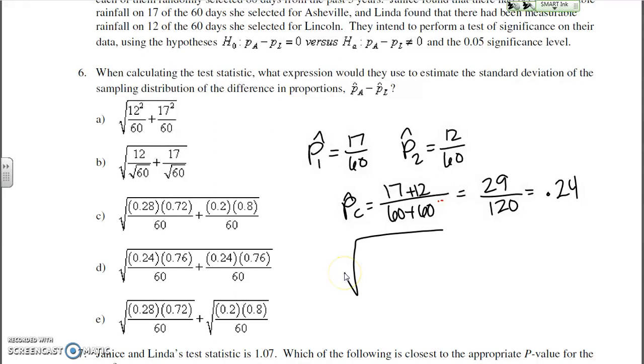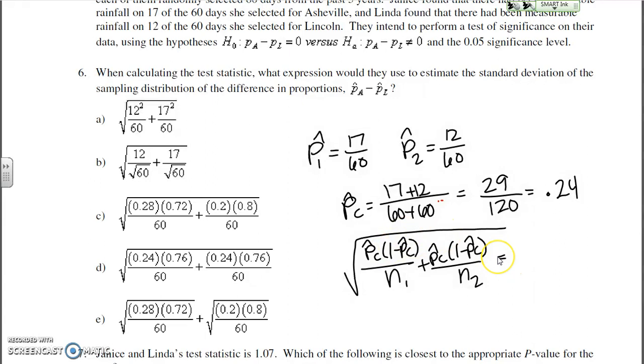So when you come up with the formula, remember it's P hat C times 1 minus P hat C over N1 plus P hat C times 1 minus P hat C over N2. In this case, our P hat C is 0.24. That's going to go in both of these. So that's the square root of 0.24 times 0.76 all over the sample size of 60, plus you do it again, 0.24 times 0.76 all over 60. I know it seems funny that we're doing it both 60, but those are the two sample sizes.